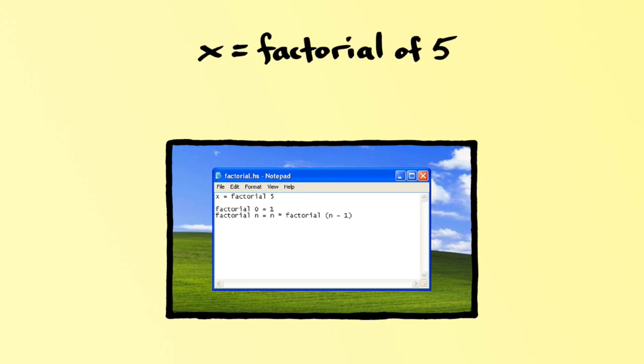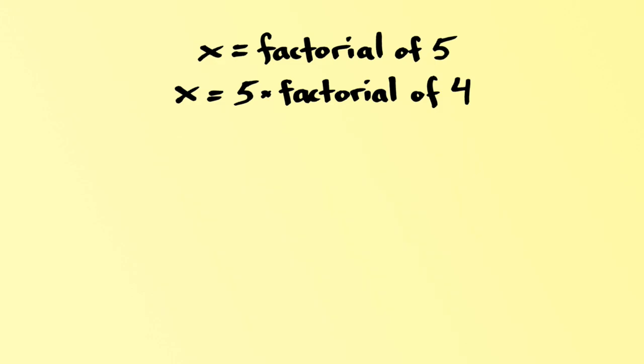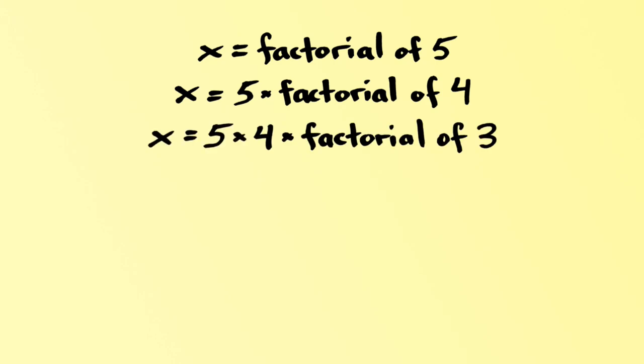X equals the factorial of 5. Let's replace factorial of 5 with what it equates to. Factorial of 5 is 5 times the factorial of 4. Now we have X is 5 times the factorial of 4. Now let's replace factorial of 4 with what it equates to. Factorial of 4 is 4 times the factorial of 3. Now we have x is 5 times 4 times the factorial of 3.